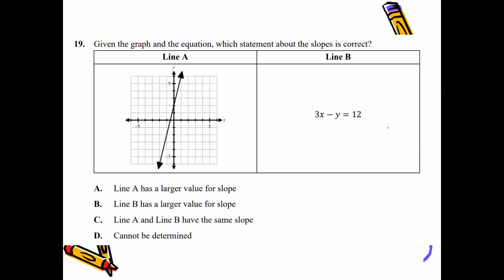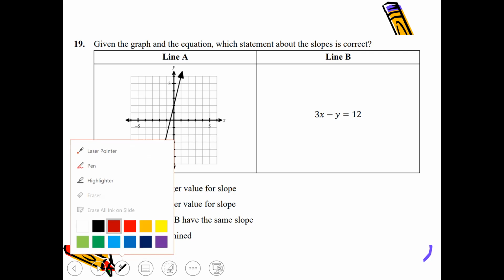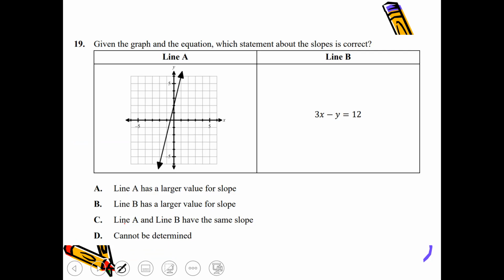Okay, maybe we can do one more, just one more. Number 19, you guys, number 19. And we'll stop after this. Okay, so for number 19, it says, given the graph of the equation, which statement about the slope is going to be true? Let's take a look at the graph right over here first, okay?